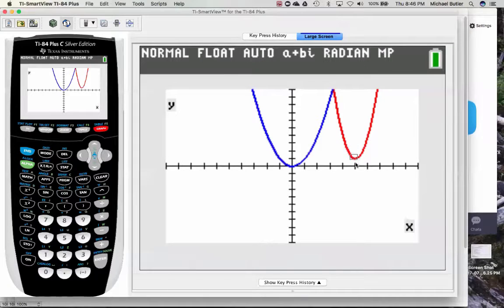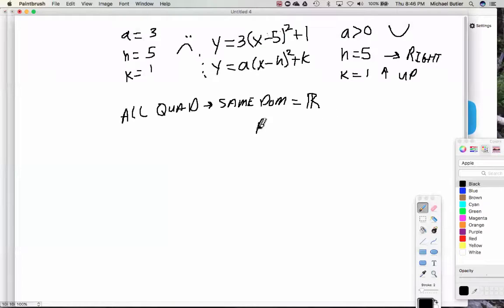Because remember, when you're talking about the range, you're talking about the y values. And so the smallest y value was a 1, and then it just got bigger from there. So the range, that goes from 1 to positive infinity.